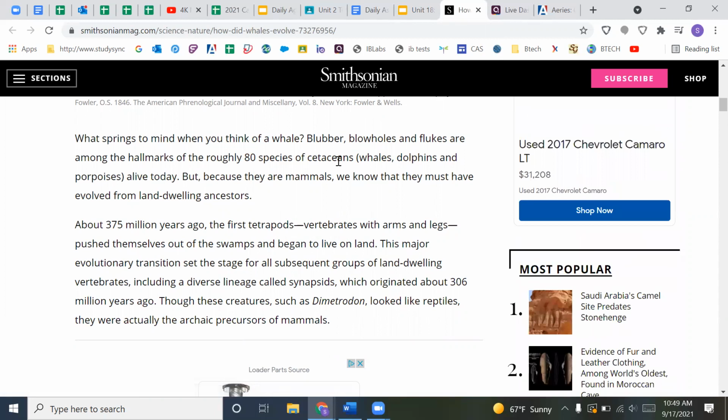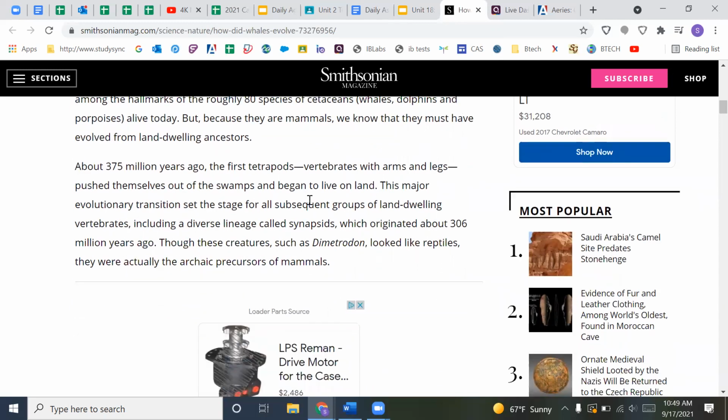Okay, so what springs to mind when you think of a whale? Blubber, blowholes, and flukes are among the hallmarks of the roughly 80 species of cetaceans alive today. But because they are mammals, we know that they must have evolved from land-dwelling ancestors. That's kind of a clue to the story. They came from something that lived on land.